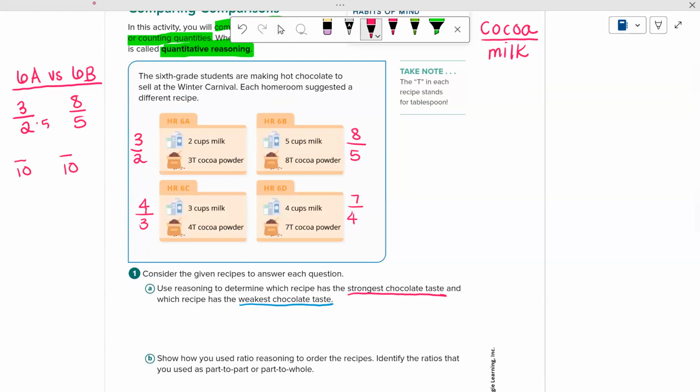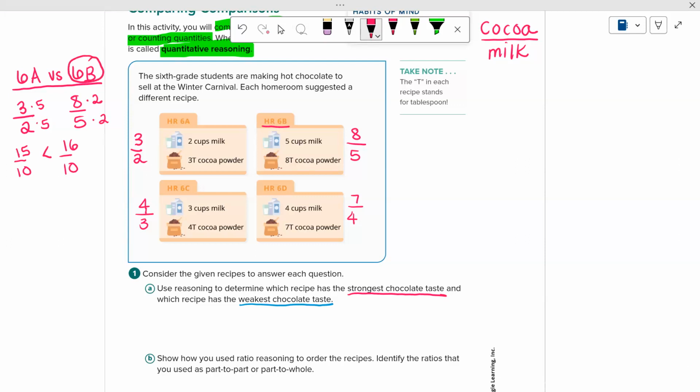We know we multiplied 2 times 5, so we have to multiply 3 times 5, and we get 6. No, we don't. What am I talking about? I'm a goof. Sorry, guys. 3 times 5 is not 6. 3 times 5 is, in fact, 15. Woo! It's nap time. All right, so I multiplied 5 times 2 to get 10, so I have to multiply 8 times 2, and I get 16. So I know that 16 is greater than 15. So I know homeroom 6B is the winner of the first battle.